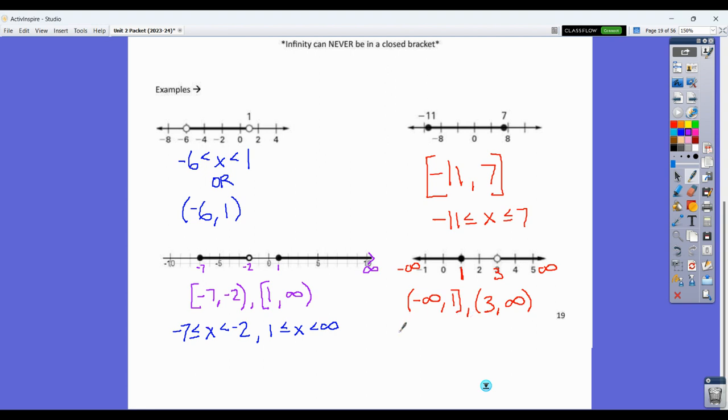Just to finish this off, the inequality here would be negative infinity is less than x, which is less than or equal to 1. And then 3 is less than x, which is less than infinity.